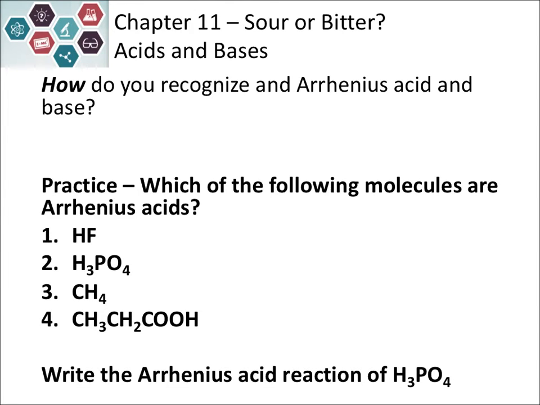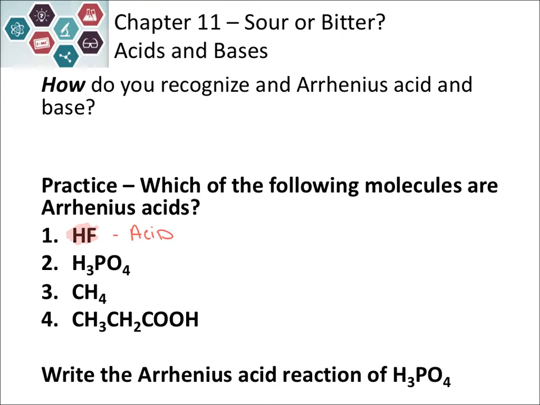So here's a couple examples. First, we're going to decide which of the following are Arrhenius acids, and then we will write the Arrhenius acid reaction specifically for H3PO4. So let's look at number 1, HF. So the question is, is this an Arrhenius acid or not? So we have hydrogen with something from group 7, so this is an acid.